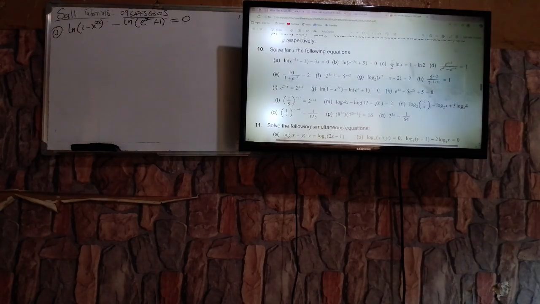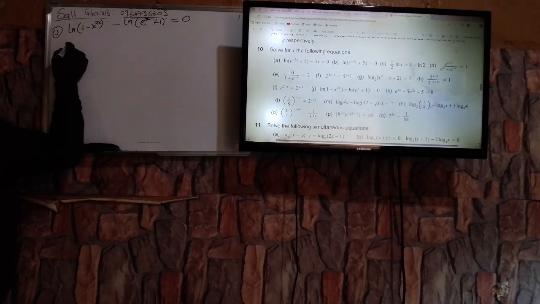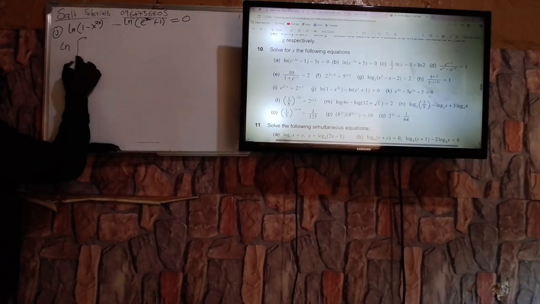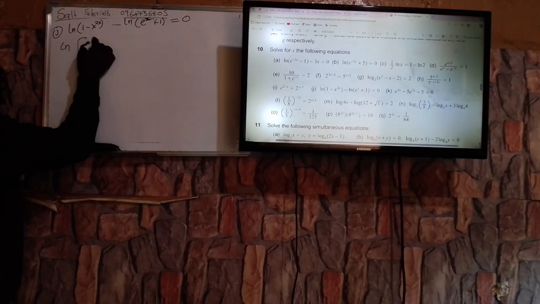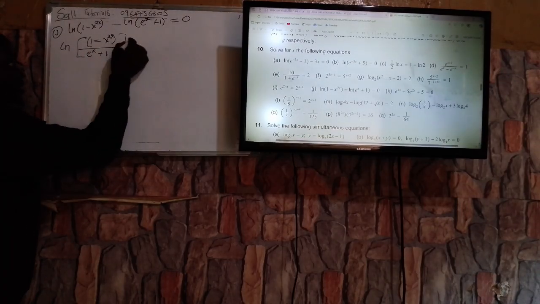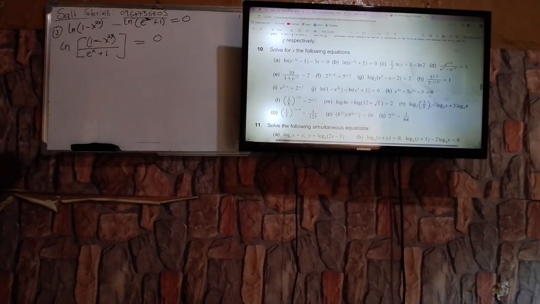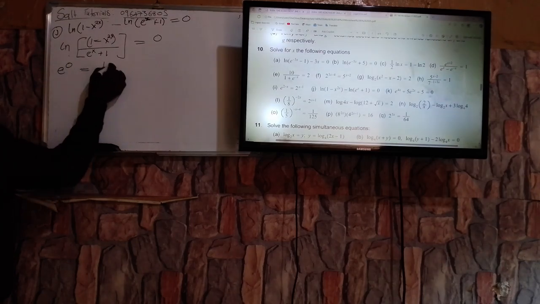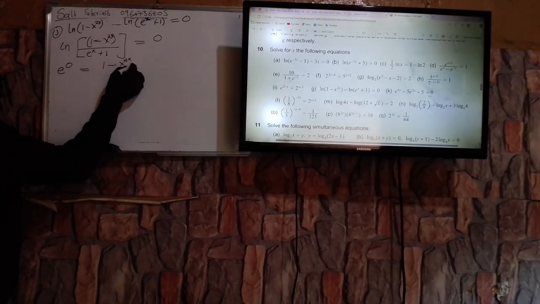The first step is to convert to what? To express as one log. Expressing this as one log becomes what? I'm going to have the natural log of, this is subtraction here, so I'm going to have division, 1 minus x power 2x divided by e power x plus 1 is equal to what? 0. Convert to exponential form, the base is e. e power 0 is equal to 1 minus x power 2x over e power x plus 1.